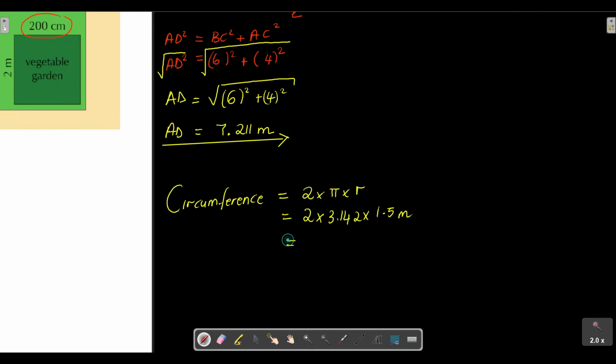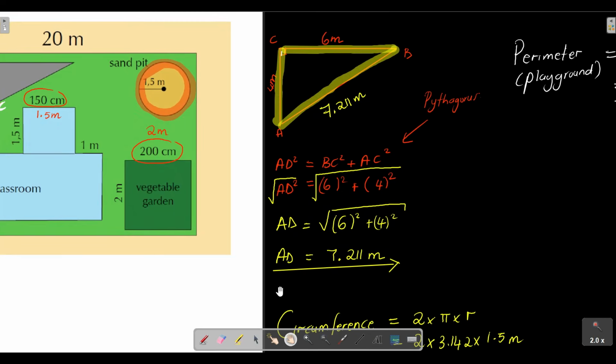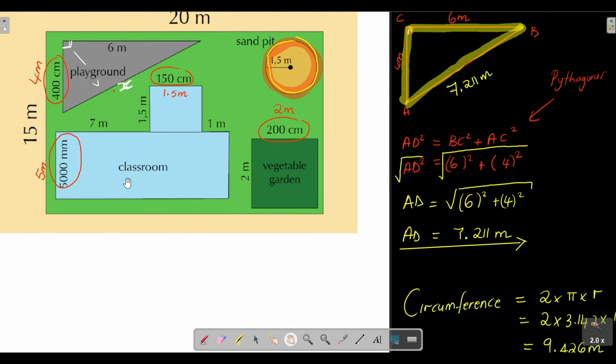If you punch this into your calculator, you'll find that the circumference of this circle is equal to 9.426 meters. So that is the length around the outline of our shape. The length around the outline of this sandpit is equal to 9.426 meters. All right, now let's have a look at this classroom. How would we then calculate the perimeter of this classroom?